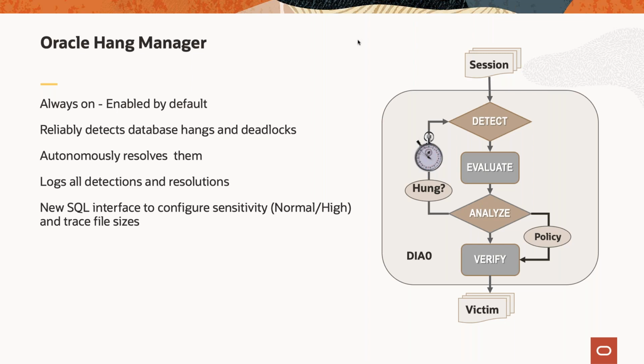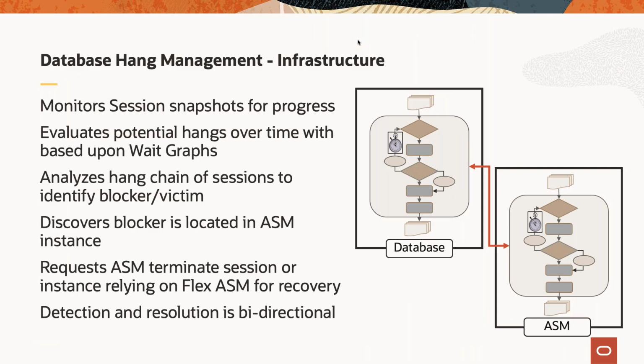So by default, as of 12.2, there's been an initial version of the hang check manager that is always on. What it does is it just detects hangs. There are certain kinds of hangs that are autonomously fixed. As we went to 18c, we started logging all detections and resolutions. As we went to 19c, we have a new SQL-based interface to configure sensitivity as well as trace file sizes. So as a DBA, why do I care about all this? I don't. The thing automatically kills all the sessions that are basically getting my database stuck.